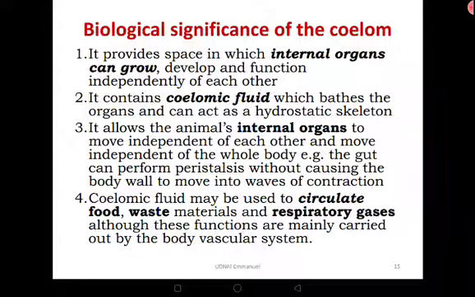And then the coelomic fluid may be used to saturate food, wastes or respiratory gases, although this function is mainly carried out by the body vascular system. But ideally, the coelomic fluid was developed for those purposes: saturation of food, waste, and respiratory gases around the body.